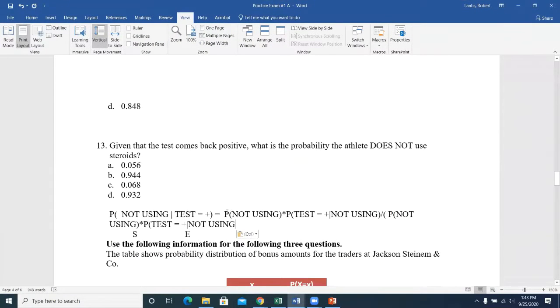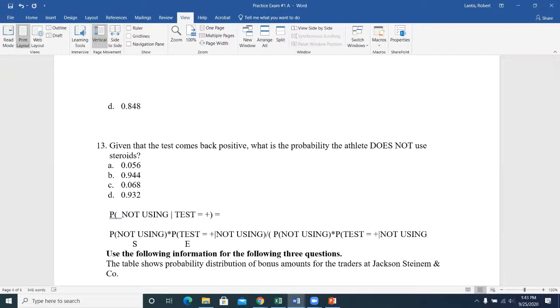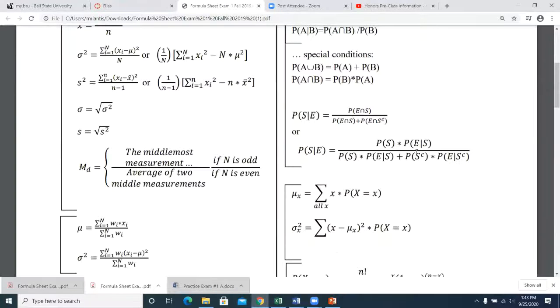And this is not looking pretty, so I'm going to hit enter here so it looks a little bit better. All right. So my numerator here is the very first part of my denominator. Okay. I'm then going to add to that, if I go back to my formula sheet, the probability of S complement times the probability of E given S complement.